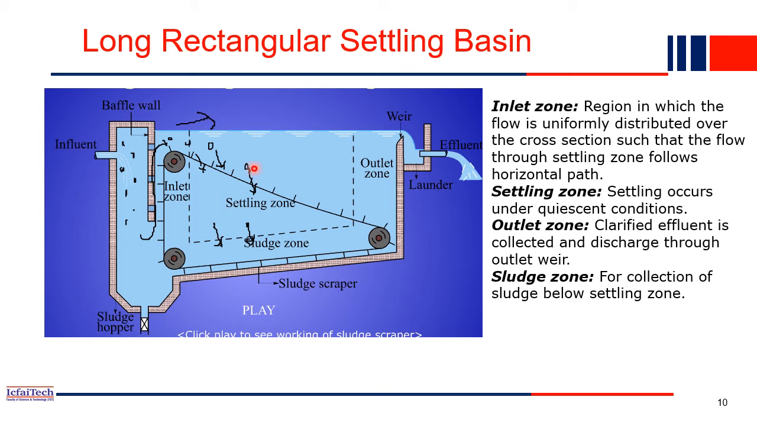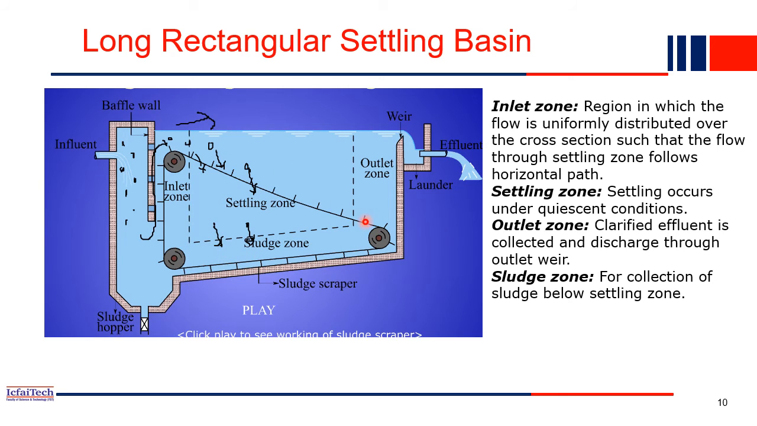Okay, the next zone is the settling zone. The settling occurs in this zone, right? Then we have the outlet zone, meaning the clarified effluent, the cleaned water, is collected in this zone through the outlet weir. And the fourth zone is the sludge zone, where the solid particles or the pollutant are deposited at the bottom and collected.